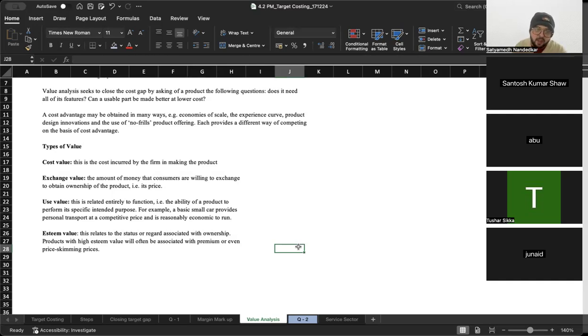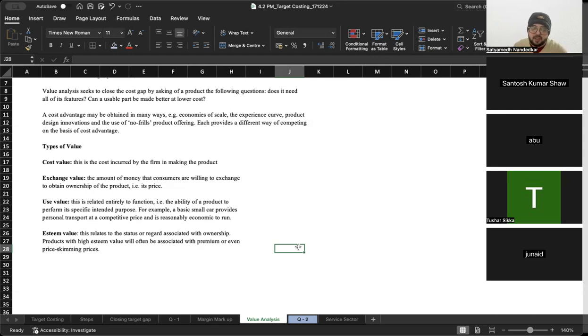What is use value? This is related entirely to function, that is the ability of a product to perform its specific intended purpose. For example, a basic small car provides personal transport at a competitive price and is reasonably economic to run. Instead of a big car, if you move to higher end cars, naturally the petrol cost and all of these would increase. A small car would not necessarily have the same problem, and you could make the car run with a lower petrol cost also.